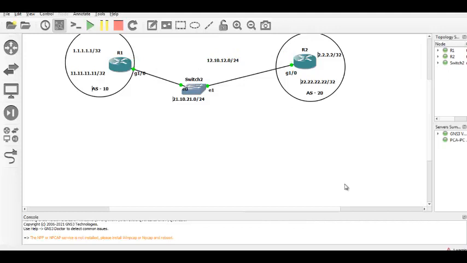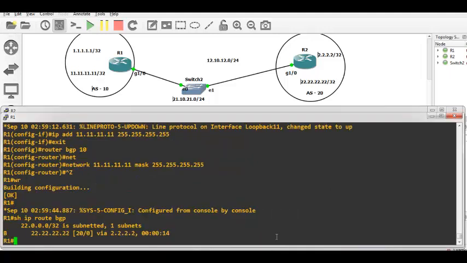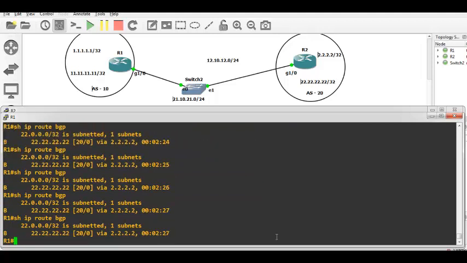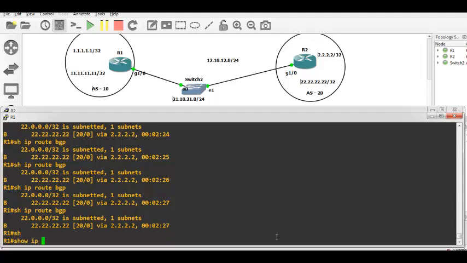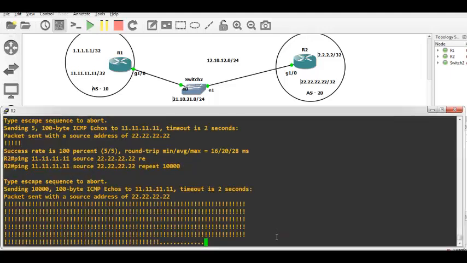Boom. Now let's see. I got a packet loss, but my neighborship should be there, the BGP neighbor. So I'm expecting an auto recovery. The routes are still there. The problem is the ARP. The MAC address got changed. Show IP BGP summary. The neighbors are still there. It's because of the ARP and it's a simulated environment. Previously it was going to a different MAC address. Now it needs to go to another MAC address.